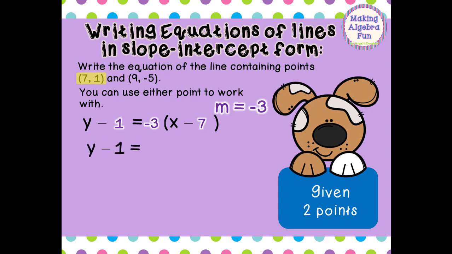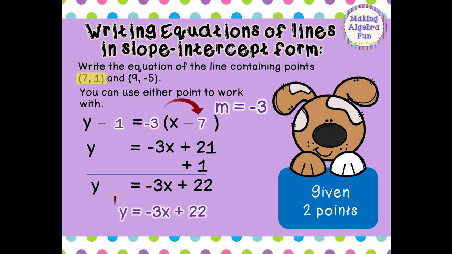All right, so this is going to work just like last time. Distribute the -3 and then solve for y. Bring the 1 to the other side and combine it with the 21. And you've got slope-intercept form.